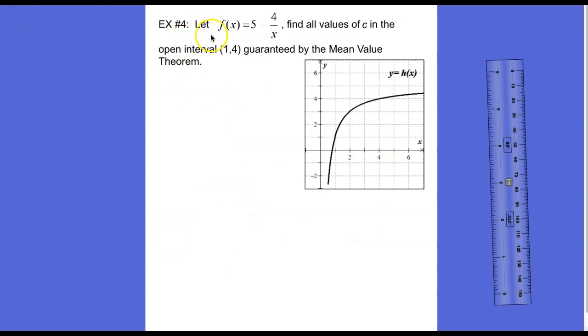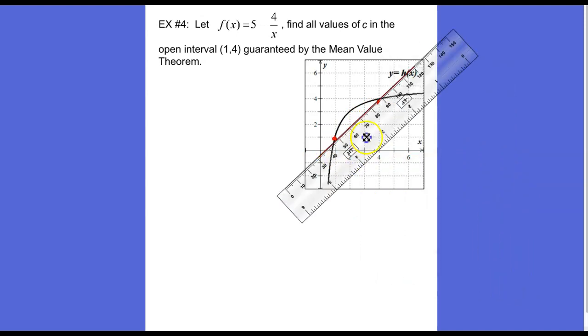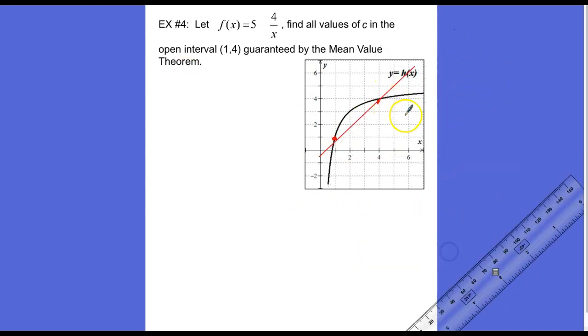In example 4, they tell us to let f of x be equal to 5 minus 4 over x. Find all values of c in the open interval from 1 to 4 guaranteed by the mean value theorem. So the first thing we want to do is mark off our interval. So let's go ahead and sketch a secant line through those points for 1 to 4. Okay, so here's our secant line. So let's begin with the slope from our secant line.